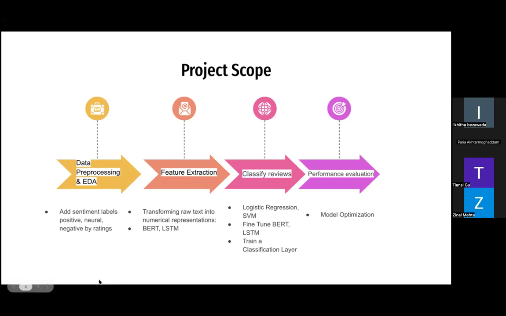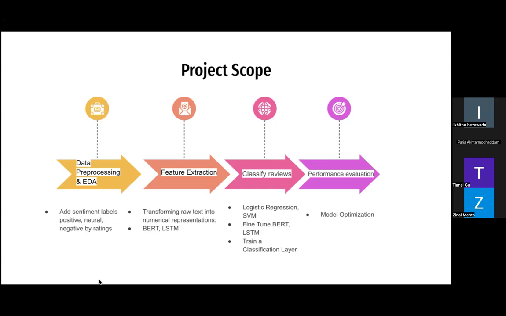For this project, we want to capture the sentiment signals in the review text. First, we need to do the data pre-processing and add sentiment labels like positive, neutral, or negative based on the ratings that users give to the product. And then we are going to do the feature extraction, which means transforming raw text into numerical representations that the classifiers can understand and work on.